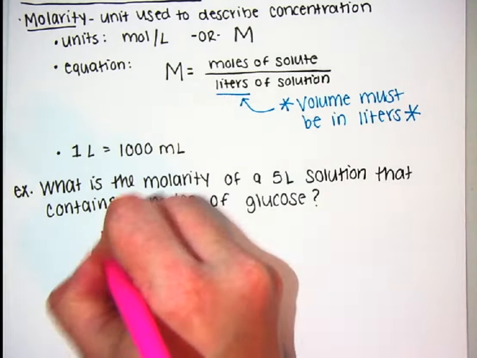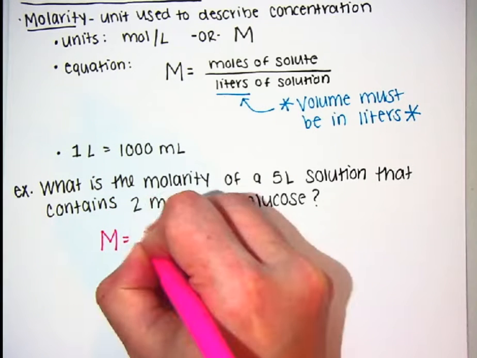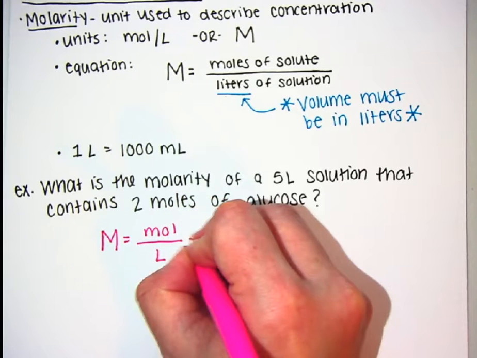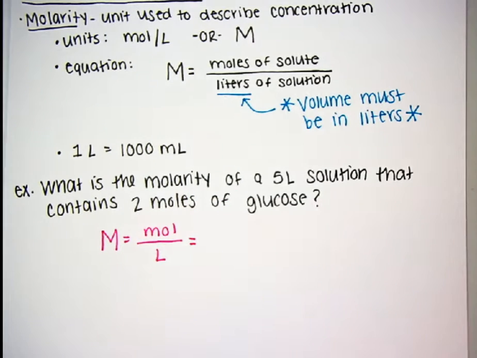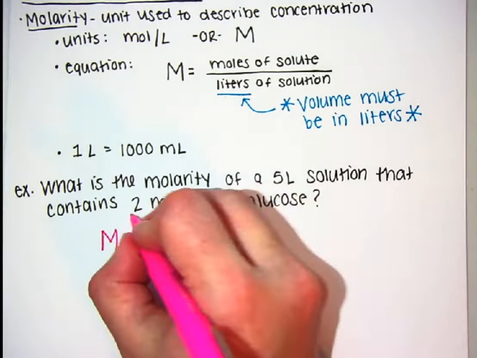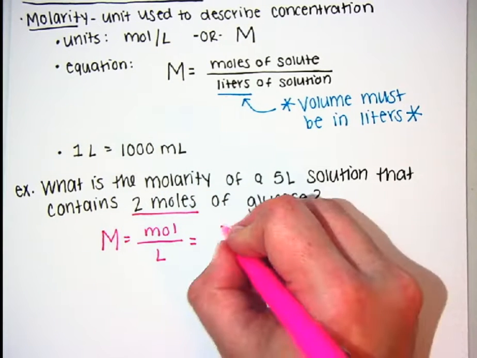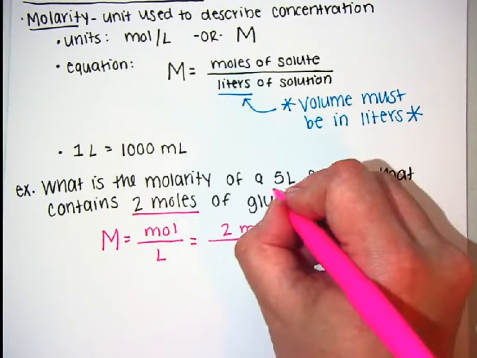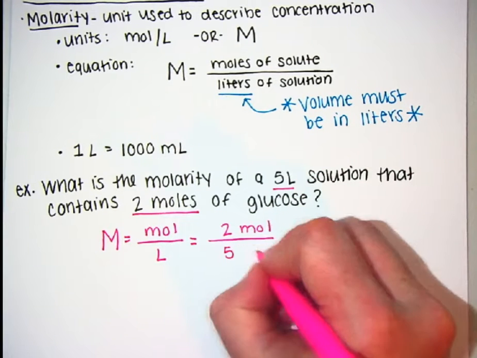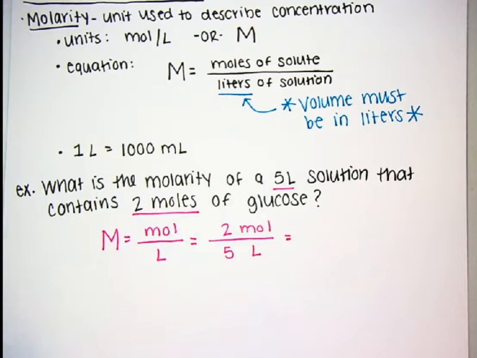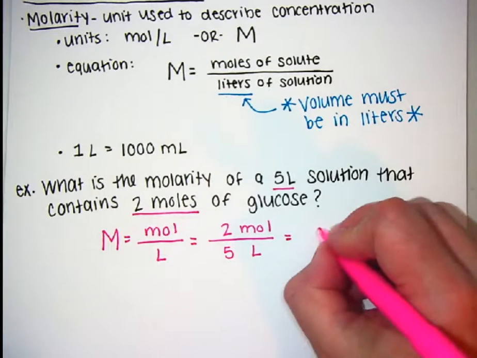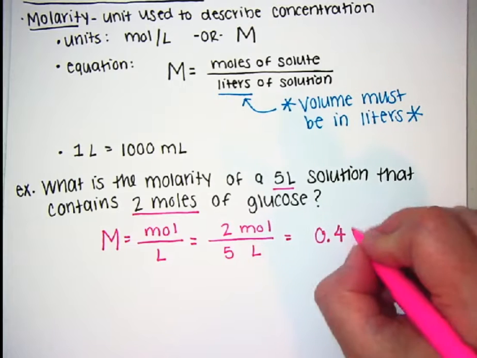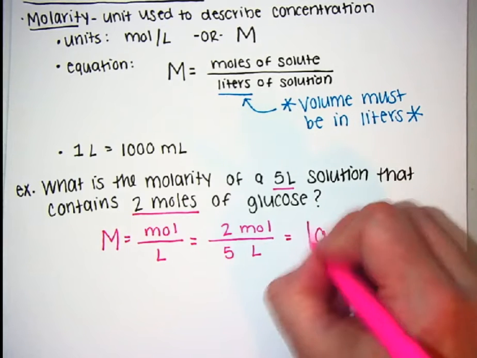So I have my equation. Molarity is equal to moles of solute divided by liters of solution. Well, this solution contains 2 moles of solute, and I have 5 liters of solution. 2 divided by 5 would give me 0.4 molar, capital M.